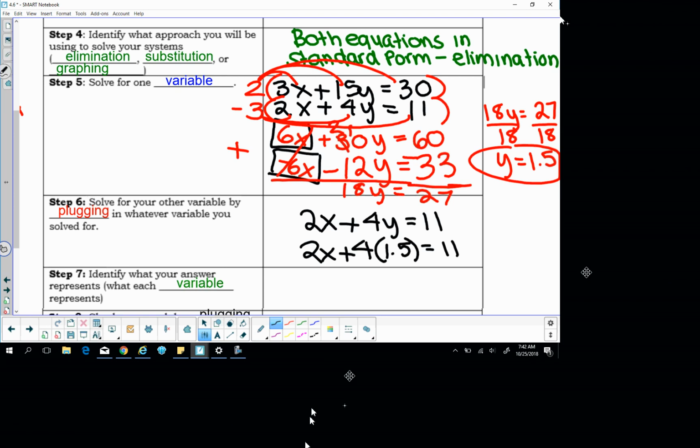So this is just the same we've been doing. And so when you do that, what is 4 times 1.5? 6. And then you get x by itself, so I would subtract 6 on both sides. And you end up getting 2x equals 5. Then what do you do? Divide. And what is 5 divided by 2? 2.5. So we know streamers are $2.50.